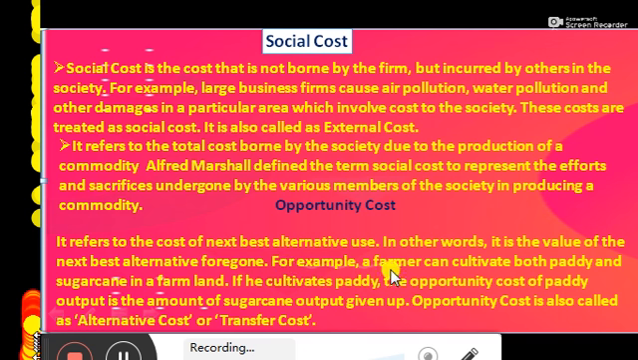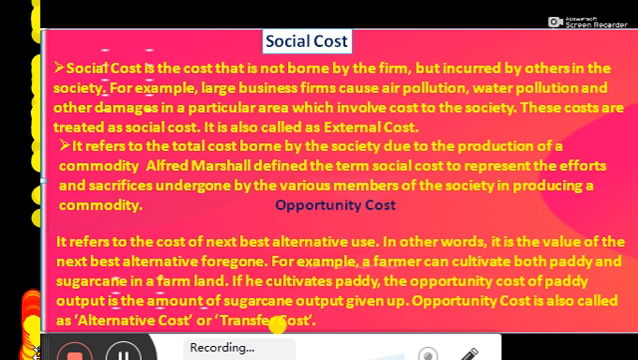Okay. For example, a farmer can cultivate both paddy and sugarcane in a farmland, a piece of land. If he cultivates paddy, the opportunity cost of paddy output is the amount of sugarcane output given up. That is, opportunity cost is also called as alternative cost or transfer cost. அதாவது ஒரு farmer out of a piece of land, that is the land can able to cultivate both paddy and sugarcane, but that is not possible. He is supposed to choose any one among these two crops.